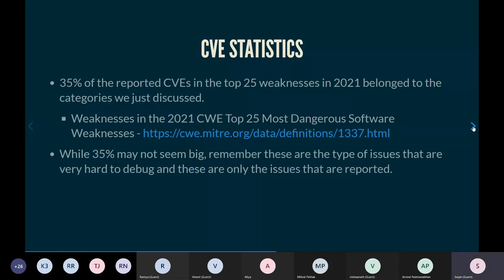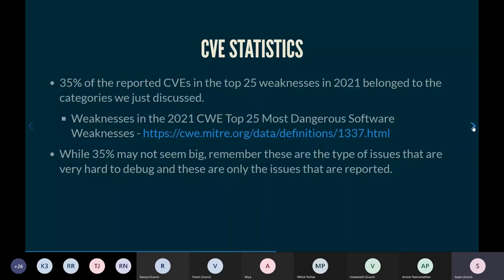35%, depending on who you talk to, it may be big or it may not be big. But remember, these are the type of issues that are very hard to debug. Once you have a complex system and you have this issue, it is really, really hard because it's a loose connection and you don't know where the mistake is. The mistake may be in one file in one region, but the side effect is happening somewhere else, and you go and add debugs, and the problem stops happening. It's very, very hard to debug.